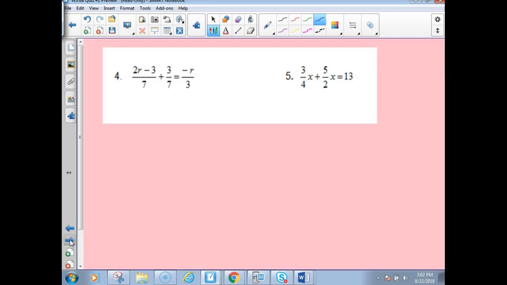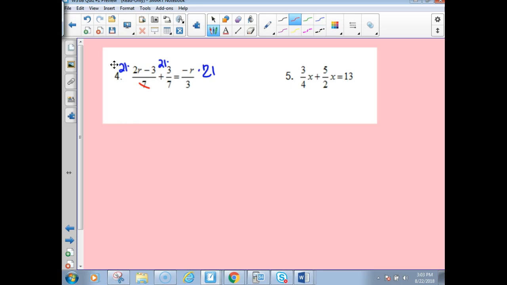Okay. Next one, we need to multiply through by the LCD, which would be the product of 7 and 3, which is 21. So I'm multiplying each piece of the equation by 21. That's a weird looking 21. Sorry. Sometimes I write my 2's one way, sometimes I write them a different way. I don't know why. But here we go.